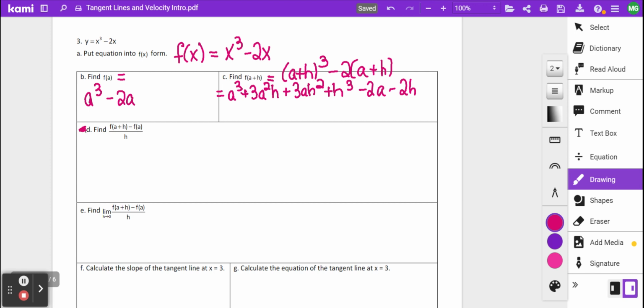Okay, check out your values. Hopefully you expanded your binomial as we discussed on the first page. Hopefully you distributed your negative 2. So as long as you have all of that right, go ahead and do D and E on your own. So you're going to stop the video. You know what to do. This all goes in first, minus this, over h. Clean it all up, and then calculate the limit as h approaches 0. You got this. I know you can do it.